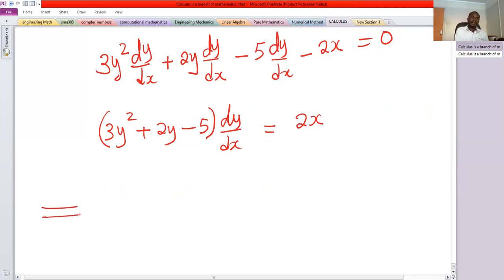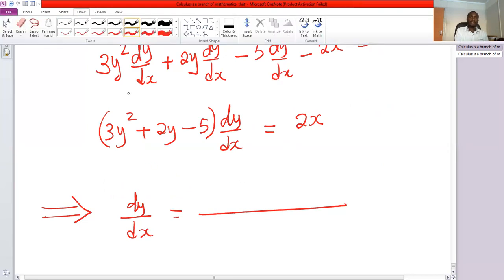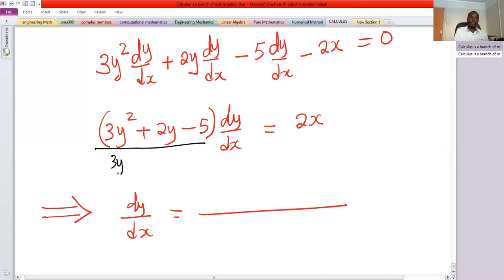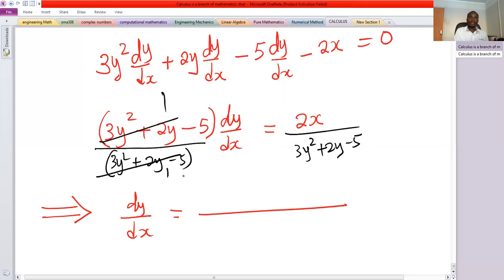So to get dy dx, we simply divide through by this factor of dy dx. So divide through by 3y squared plus 2y minus 5. So this bracket and this bracket cancel out. So the answer is 2x over 3y squared plus 2y minus 5.